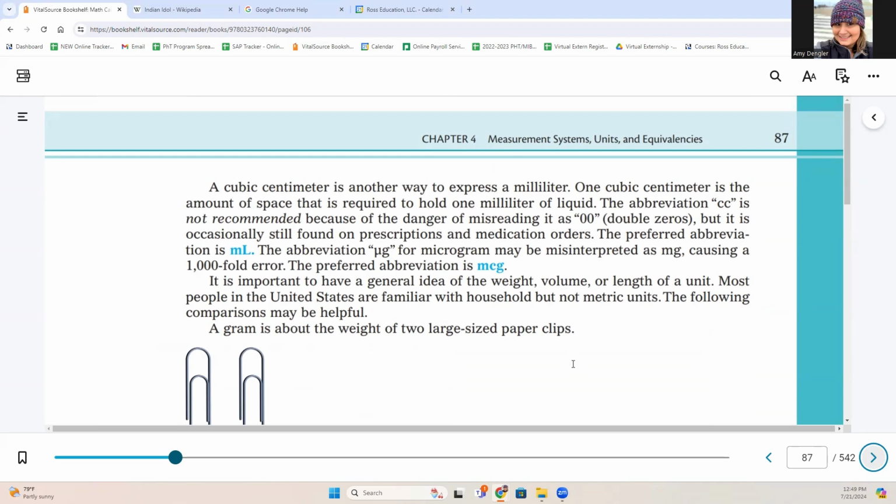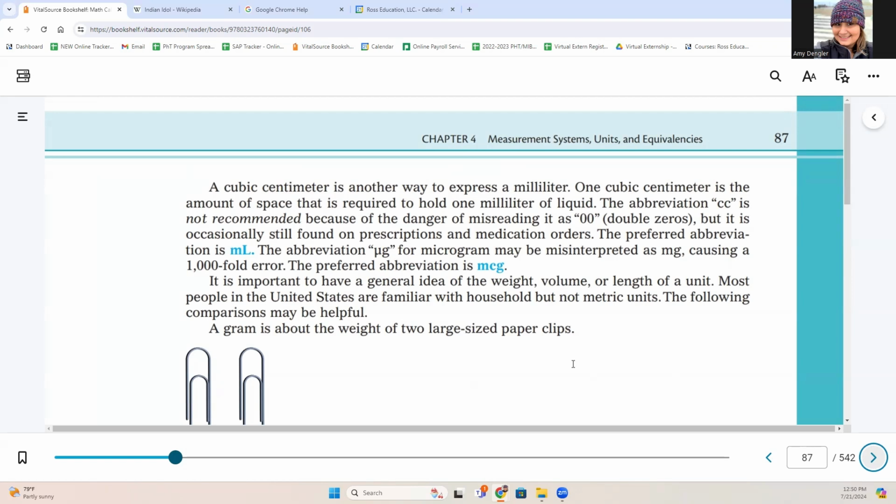A cubic centimeter is another way to express a milliliter. One cubic centimeter is the amount of space that is required to hold 1 milliliter of liquid. The abbreviation CC is not recommended because of the danger of misreading it as 00, but is occasionally still found on prescriptions and medication orders. The preferred abbreviation is mL.